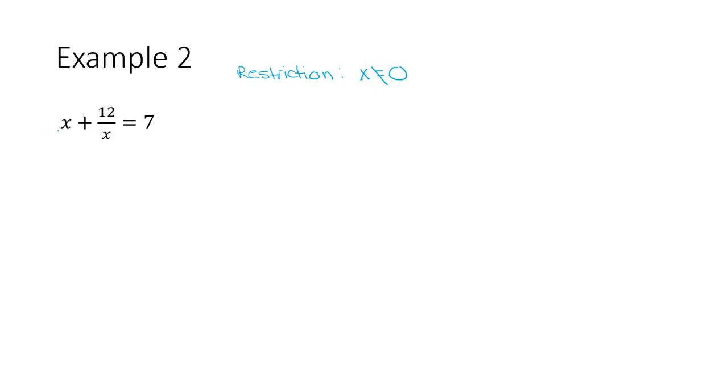Remember, whole numbers have a denominator of 1. So our least common denominator here is just x, the only thing in the denominator. So I multiply through by that. x times x is x squared. 12 over x times x is just 12. 7 times x is 7x.